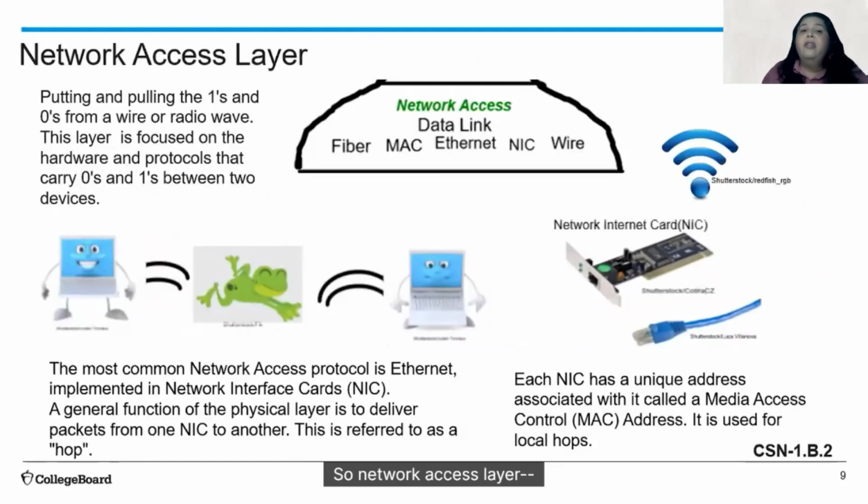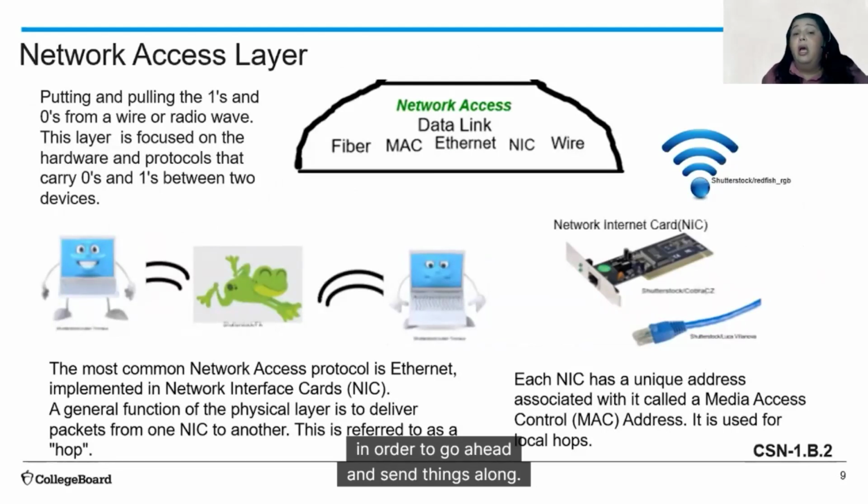So the network access layer deals a lot with the hardware, okay, setting up things in the hardware in order to send things along. And this usually starts with something like an Ethernet cable or a network interface card, a NIC card, or a Wi-Fi card. Each of our computing devices has this. And each of these cards has something called a MAC address, which is very unique to each card. It's kind of like burnt on. And so we actually hop from one computing device to another, from one card to another. So again, we're pulling ones and zeros. Remember, computers don't talk, they use numbers here.